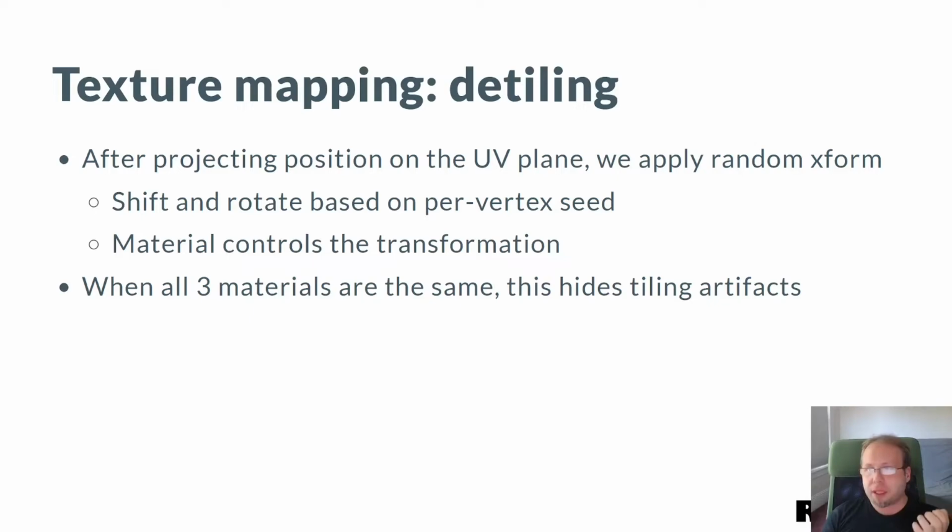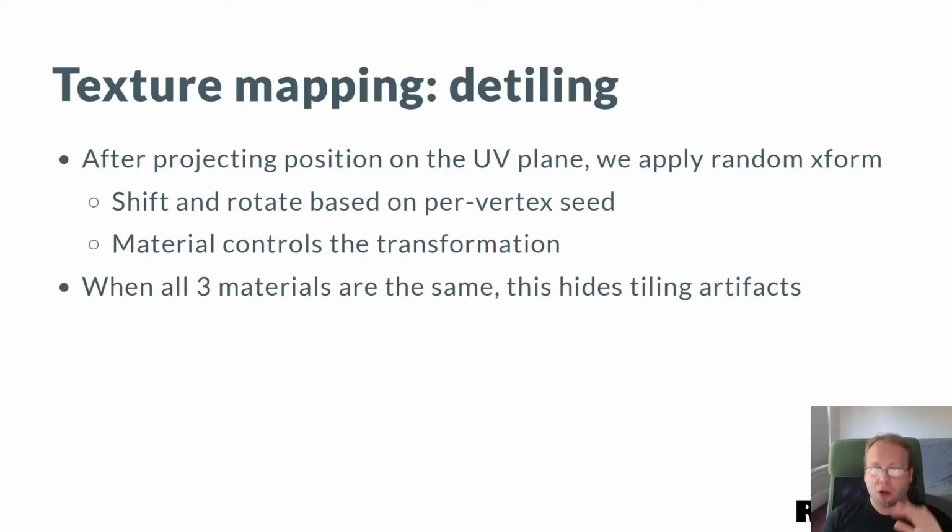Now, one other thing that we'd really like to do is to fix the tiling artifacts that happen far in the distance. And if you think about this, we already take a vertex and do some texture splat using a projection plane that we pick per vertex. Well, we also can augment this transform with a random shift and random rotate, and the randomness could be based on the vertex seed so that it's all stable.